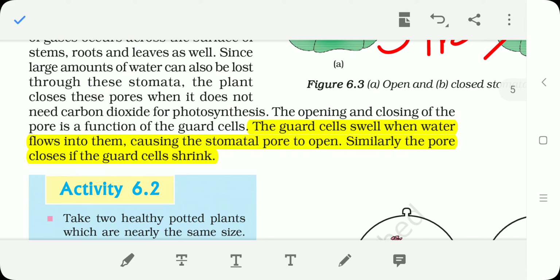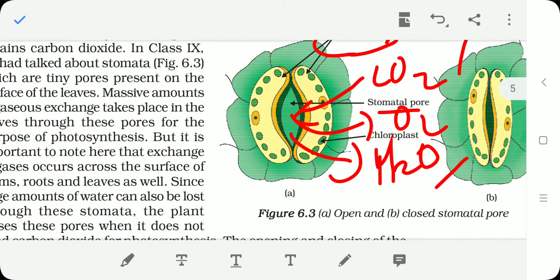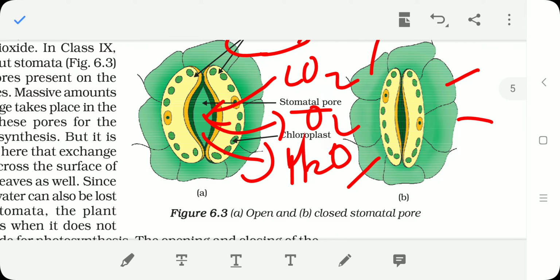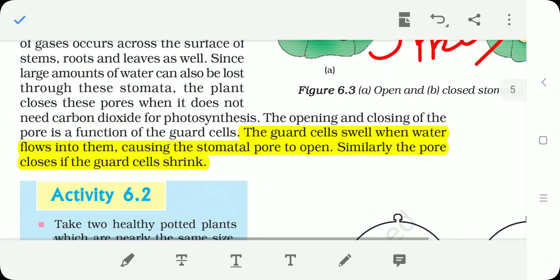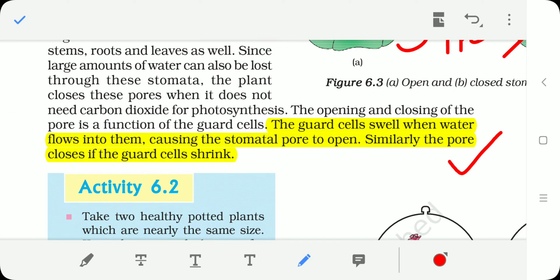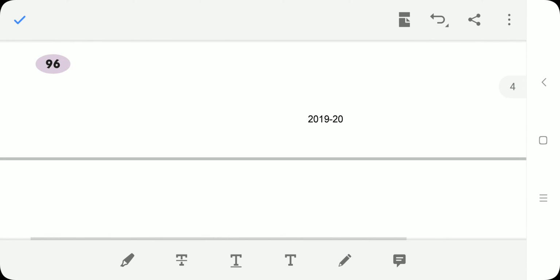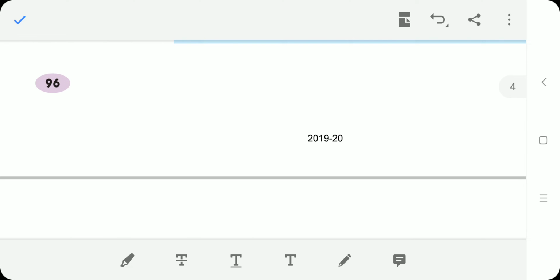How does this pore open and close? Just see this highlighted portion. The guard cells swell when water flows into them. When water flows into them, due to the pressure the guard cells swell and the stomatal pore is opened. After losing the water, the guard cells shrink and the stomatal pore is closed here. This is an important point. You should note it down.